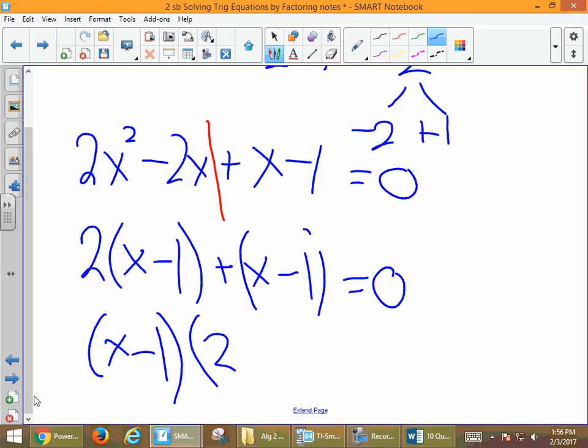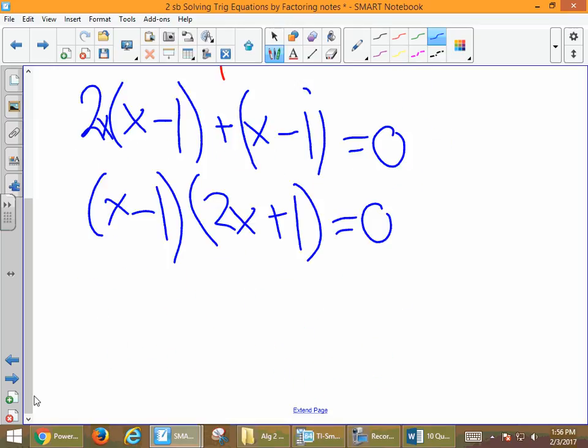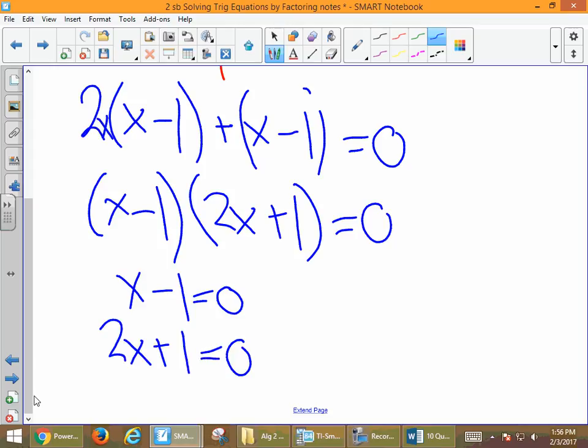Wait, oh, I lost an x, I'm sorry. This is supposed to be x. So this is 2x, and then x minus 1 divided by x minus 1 is just 1. So we can do our zero product property and have x minus 1 equal to 0 and 2x plus 1 equals 0. And if you skip that step and just go straight to the next step, it's okay.